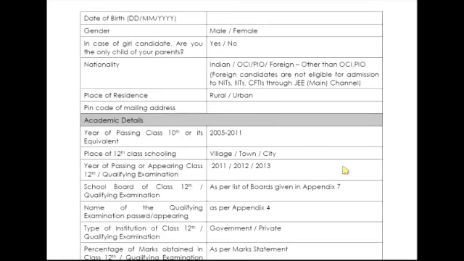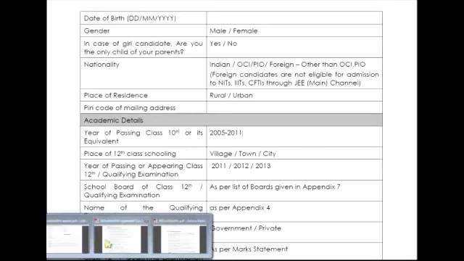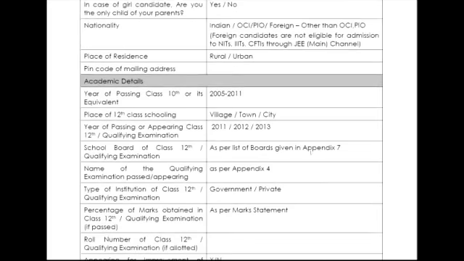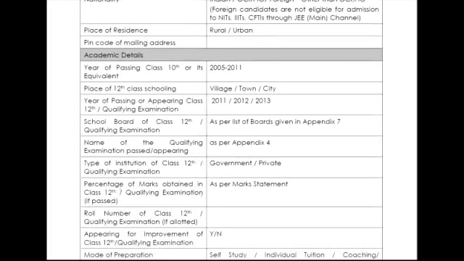What is the board for class 12 examination? You can check the board in appendix 7, which is given here. And then all the information that is desired by them has to be filled in. I think roll number and all is not allotted as of now for class 12 students.